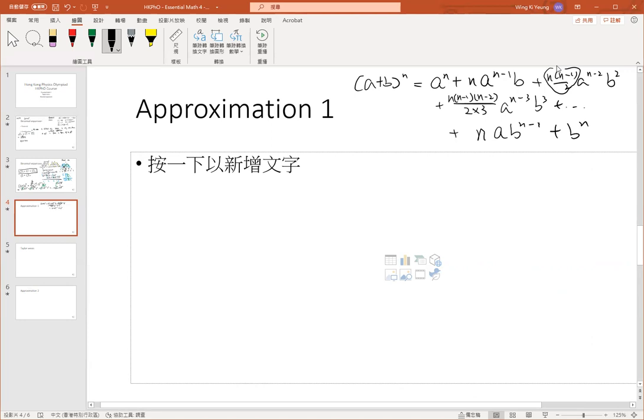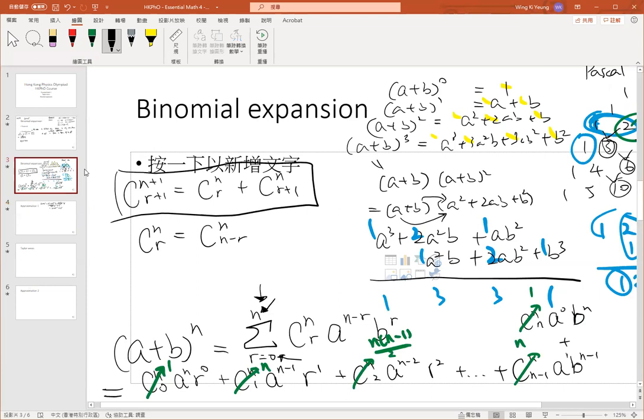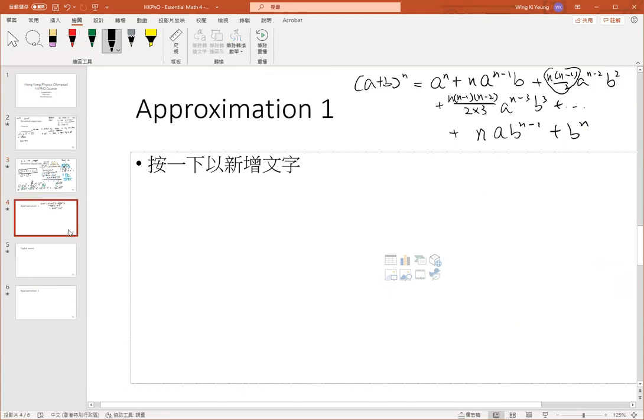But the problem is, we talked about this already, n should be a positive integer. It can be 0, it gives you 1. But how about if n is negative or n is not an integer? Then we will have some approximation here. So let's say for (1 plus x) to power n.